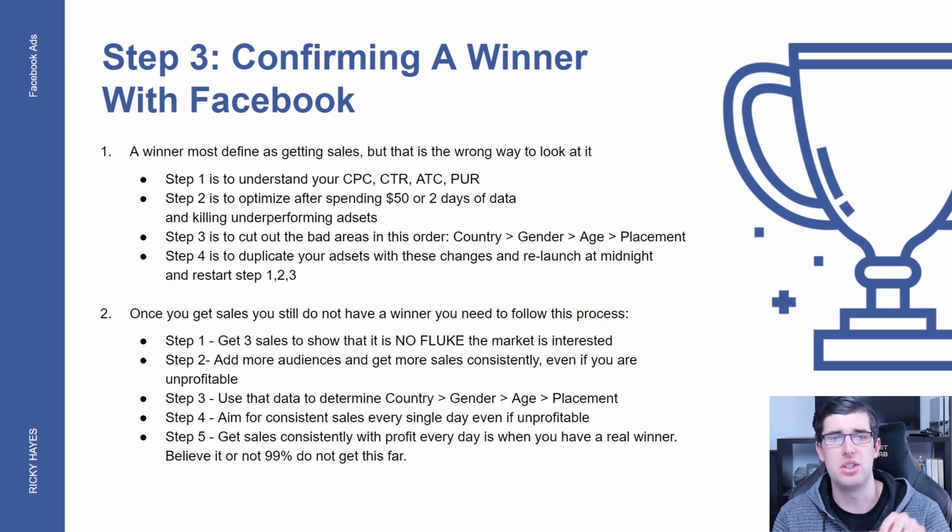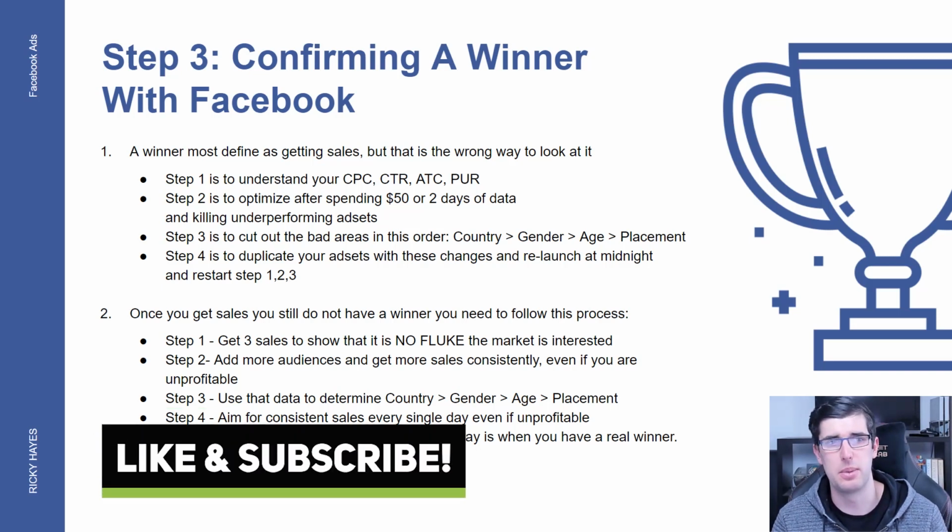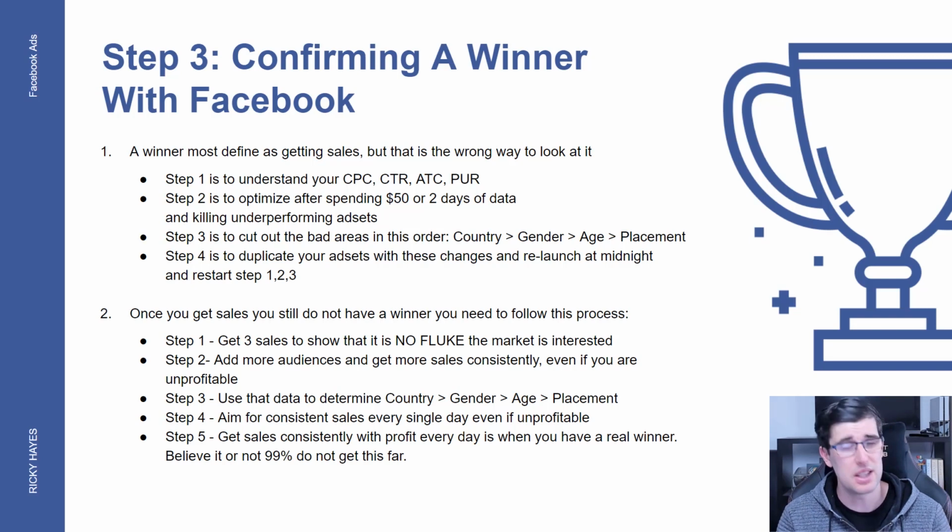So step number 4 is to duplicate your ad sets with these changes and relaunch them. If you've killed off some of the bad ad sets, you found that the UK is a bad country, you found that Australia is a bad country, cut them out. And you might find that women might be a bad demographic, gender, for your product. There you go. You've gone from 130 million people, let's say, to maybe 40, 50 million. Doesn't sound like much, but it starts to cut it down.